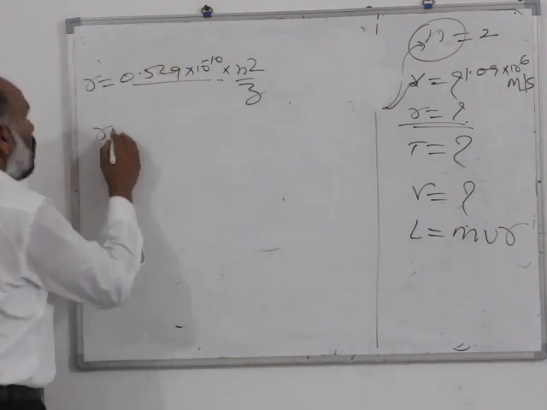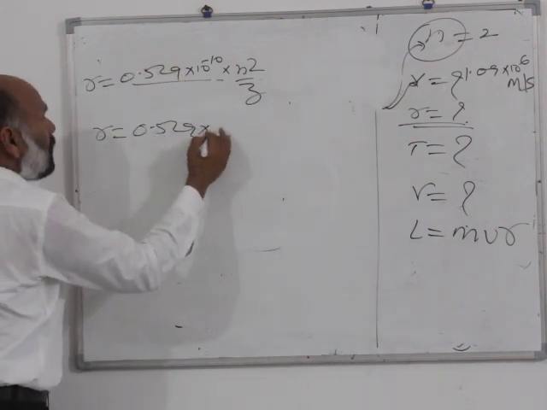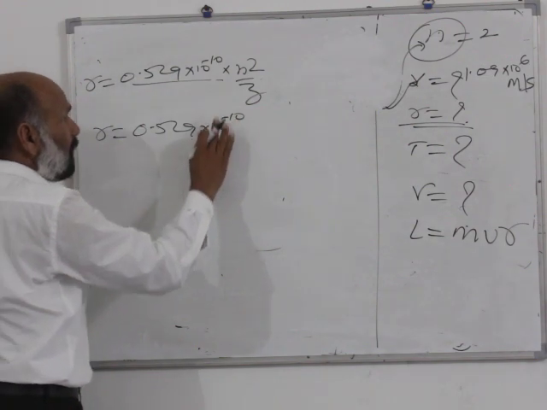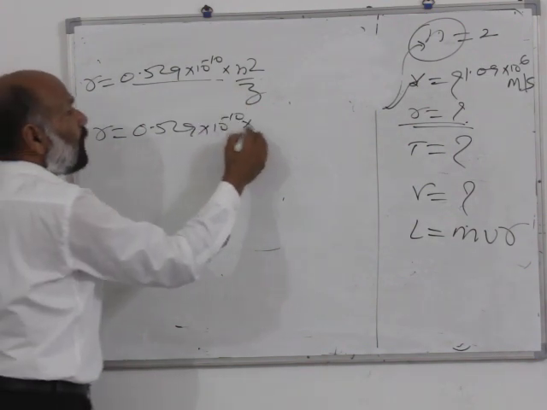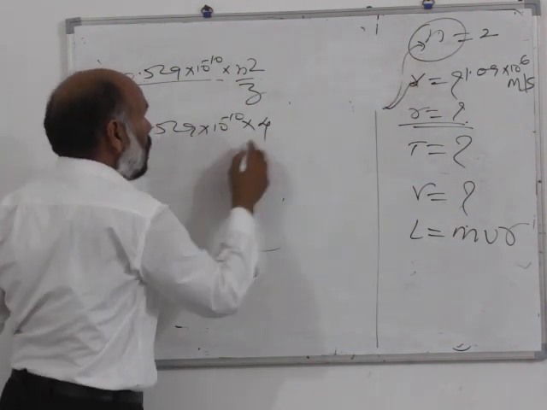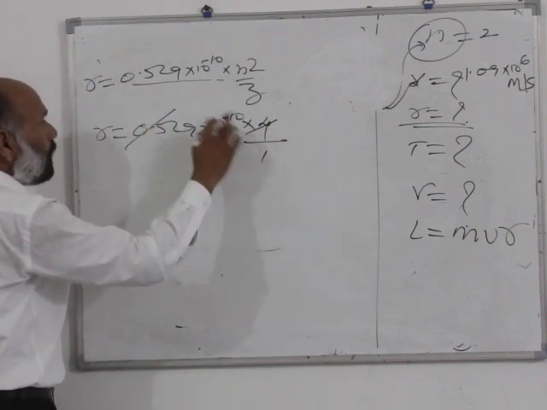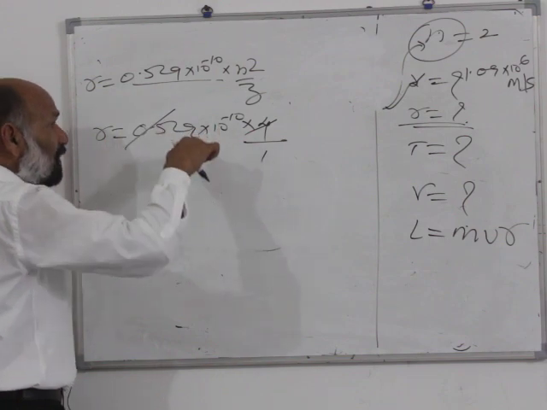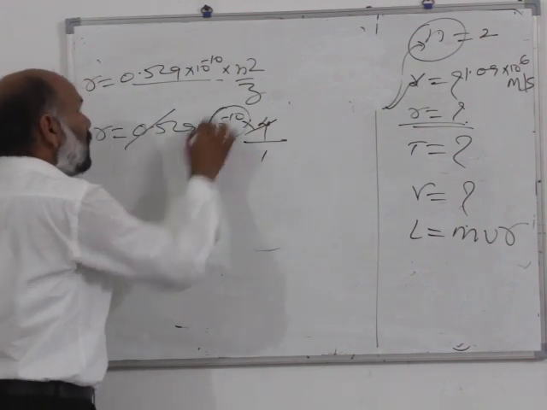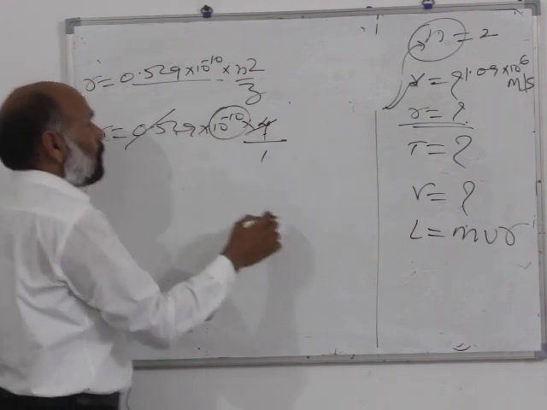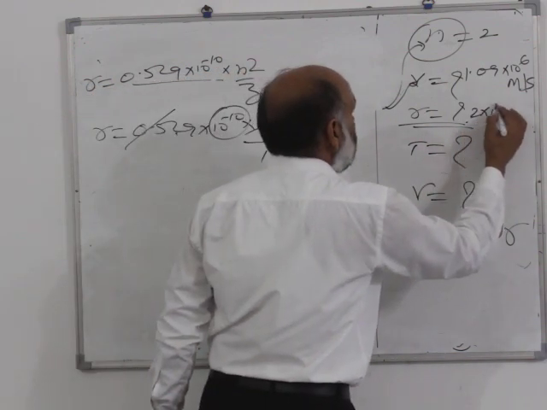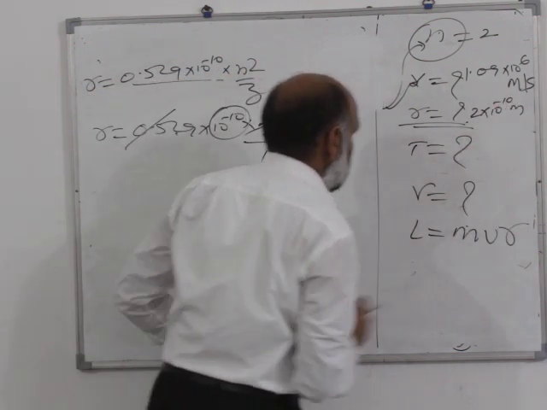Now, radius equal to 0.529 into 10 to the power minus 10 meter, otherwise it is in angstrom. n square is what? 2 square, 4 by Z, hydrogen 1. So half of 4 is 2. So 2 into 10 to the power minus 10 meter. But if we are asked in angstrom, then 2 angstrom.